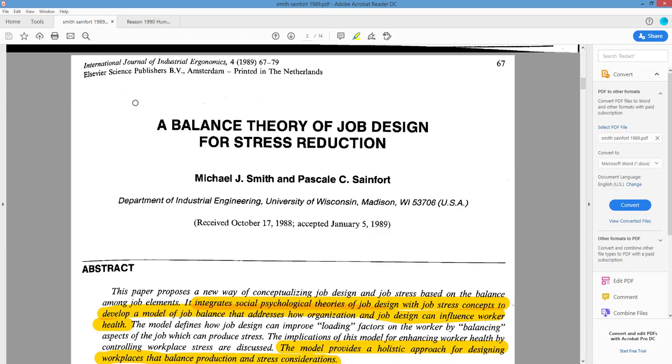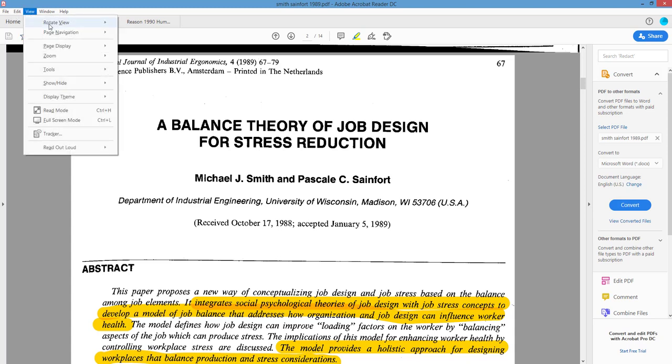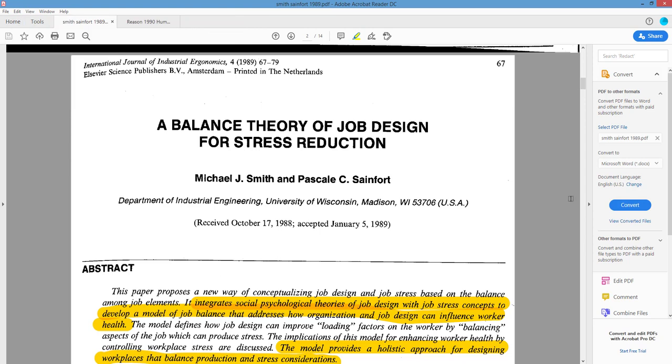One thing is sometimes the PDF copy is in a different angle. And I just want to make sure you know that all you have to do is click on View and Rotate View in order to make it proper. You probably already knew that, but I wanted to bring it up.